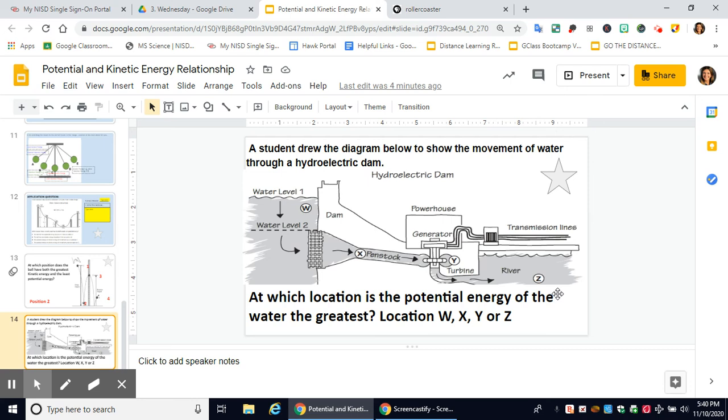The energy would be the greatest at the highest position. So where do you have the greatest gravitational potential energy? Where the water is the highest. So that would be W. You would have the least potential energy here at Z, but the greatest kinetic energy, energy of motion. Okay? So remember, if you have the greatest potential, you have the least kinetic. If you have the greatest kinetic, you have the least potential.